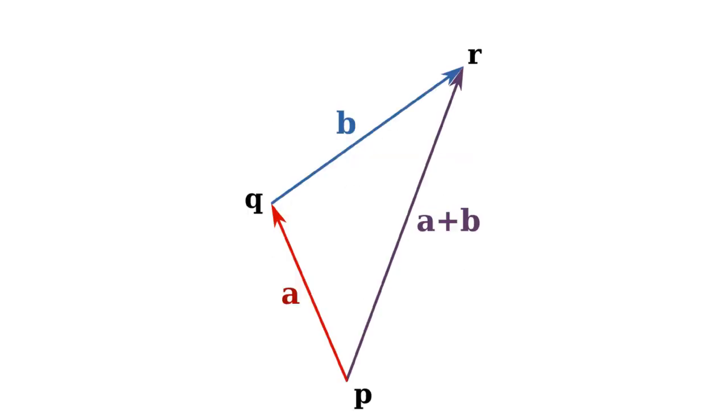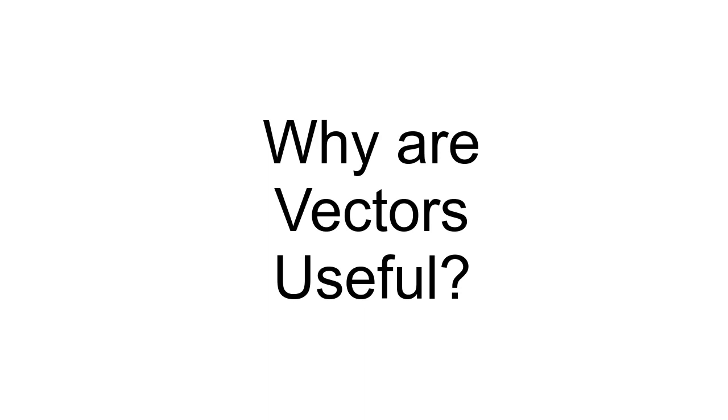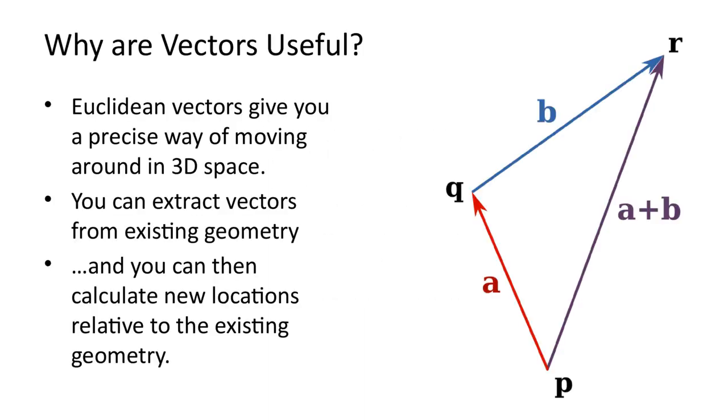In this video, we will look at various types of operations with Euclidean vectors. First, let's have a look at why Euclidean vectors might be useful. The most basic use of such vectors is for moving around in 3D space. With some basic vector algebra, it is possible to move to any required location in space. In addition, it is possible to extract vectors from the existing entities in the model. This gives you the ability to move relative to those entities.